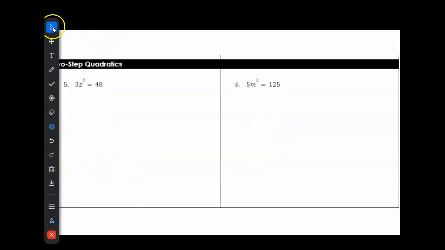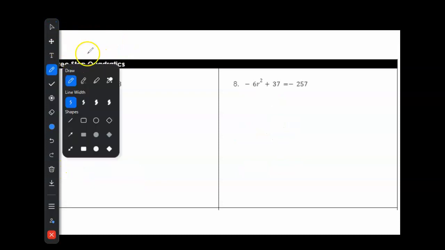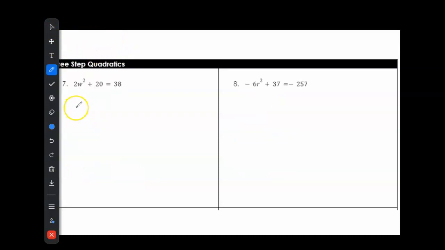All right, let's add another step. 2 steps now, before we can take the square root. So we're going to do step 1 that we have listed above. We're going to move the constant first. So subtract 20, subtract 20. Those cancel. 2w squared equals 38 minus 20 is 18.